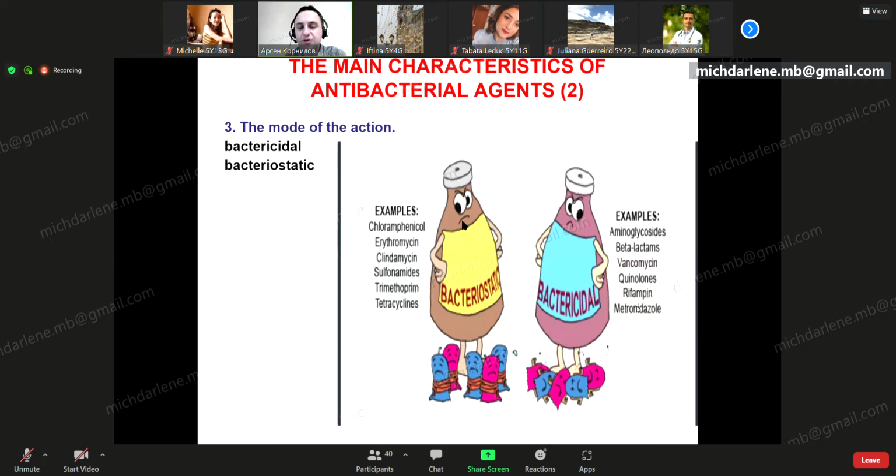The most frequent and the most important representatives of bactericidal antibiotics are beta-lactam antibiotics: penicillin, cephalosporins, etc., which are widely used in daily practice. The most frequent examples of bacteriostatic antibiotics are macrolides. Erythromycin is present in this list, and tetracyclines.